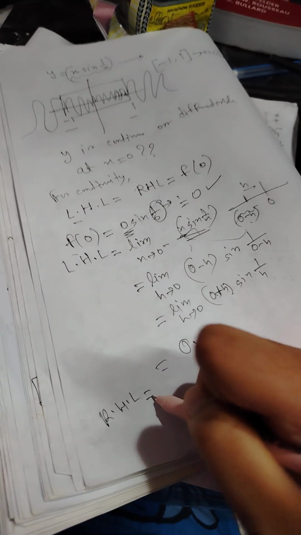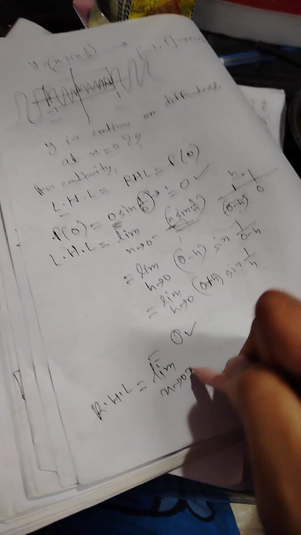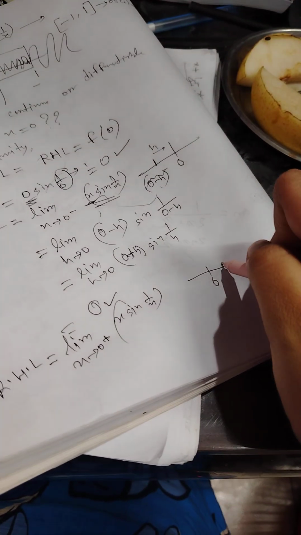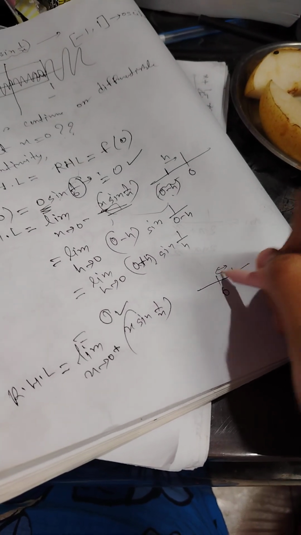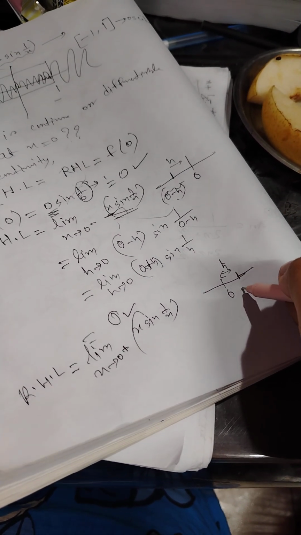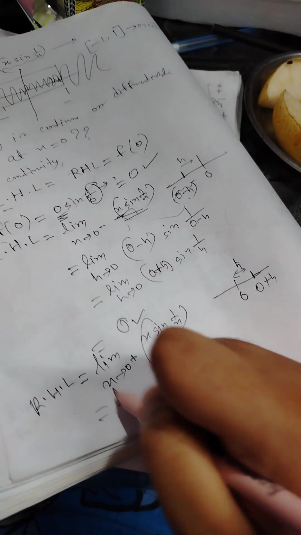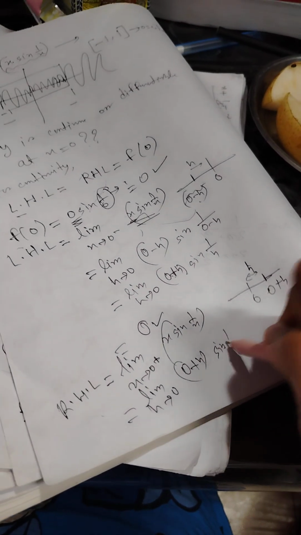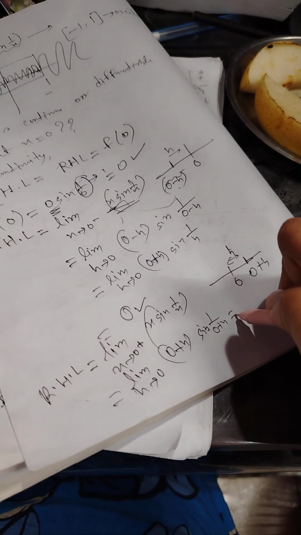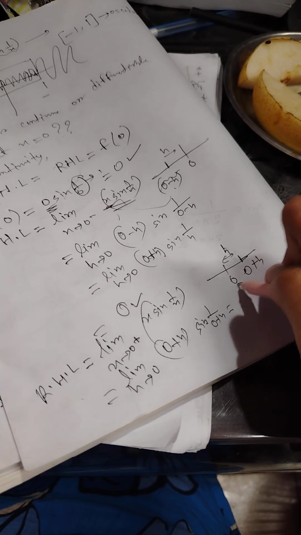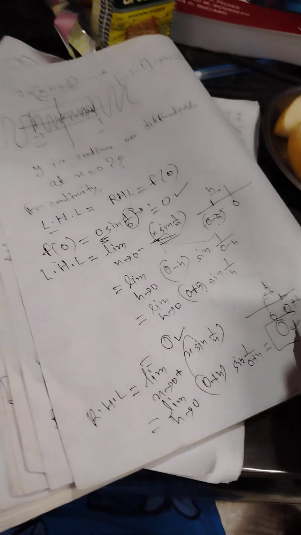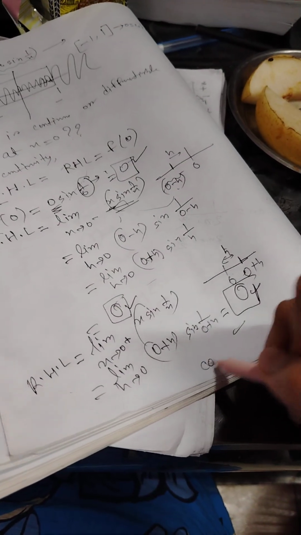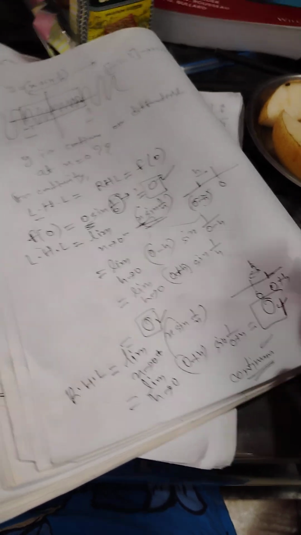Now, for the right hand limit, x tends to 0 plus of x sine 1 by x. It goes from greater than 0 but extremely close to 0. So this is considered 0 plus h, and we write the limit as h tends to 0 of (0 plus h) sine 1 by (0 plus h). As you can see, h is basically 0, so it also becomes 0. What does that mean? The left hand limit is 0, the right hand limit is 0, and f of 0 is 0. So it's continuous.